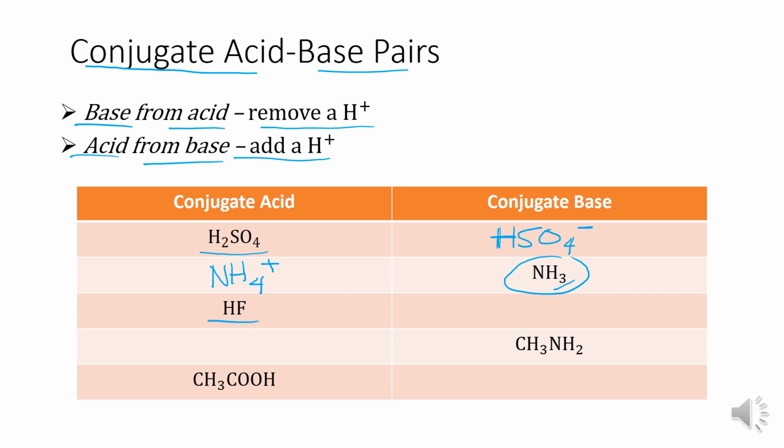Next, we have hydrofluoric acid. If it reacts with water, it will give away this hydrogen to water. So we simply have to remove a hydrogen ion, and what remains is F, correct? For the charge, hydrofluoric acid is neutral, so that is 0. If it loses a hydrogen ion, so 0 minus +1, the charge of fluoride ion is -1.